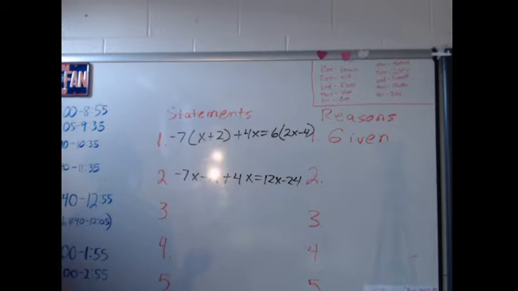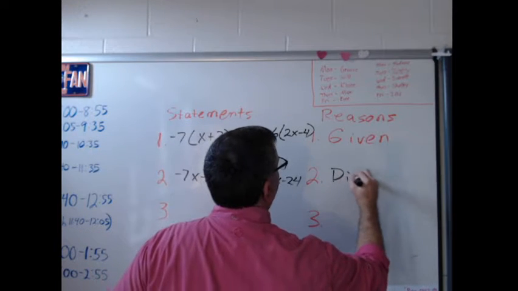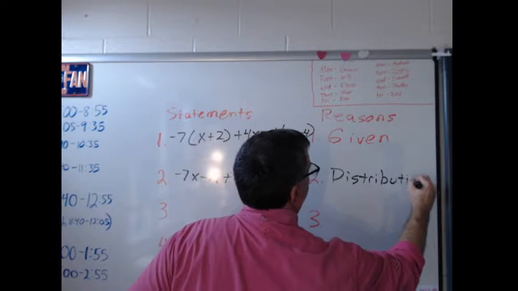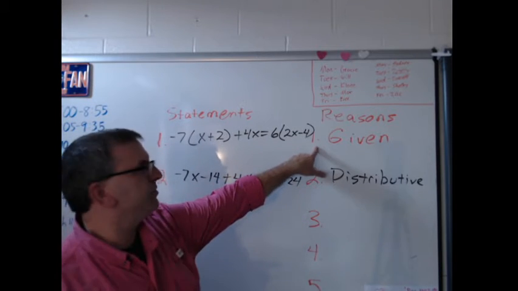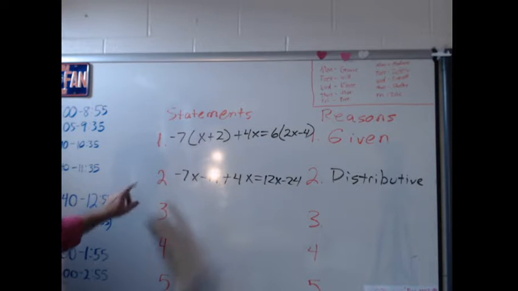Okay, and so what property did I use for step 2? Okay, so I used the distributive property. So your first step will always be given? Yes, always, always, always. The first reason is given. And don't forget, the last step is always what you have to prove. All right, so I distributed.